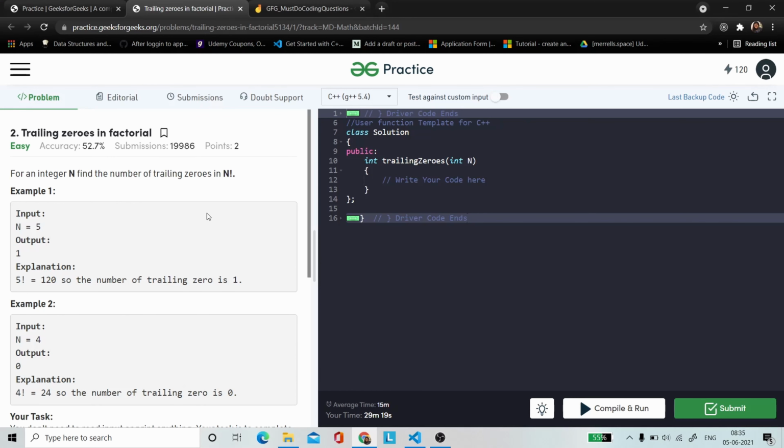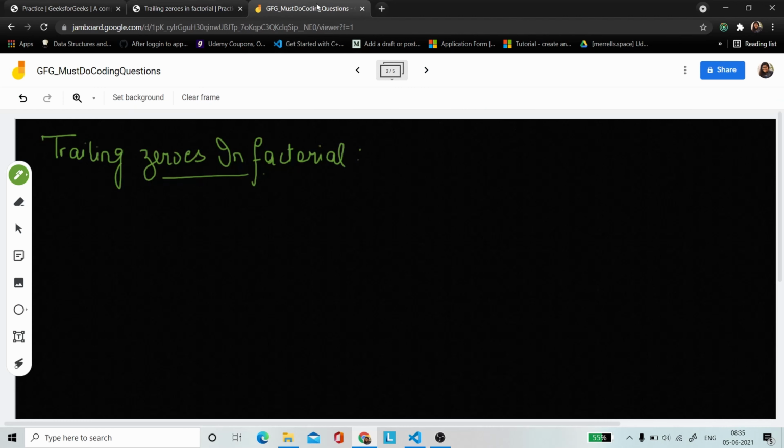Okay, so now let's discuss another question, that is trailing zeros in factorial. It means that you are given any number n and you will have to find how many trailing zeros are there in its factorial. So the given thing is that you will be given any integer n and you will have to find the number of trailing zeros.